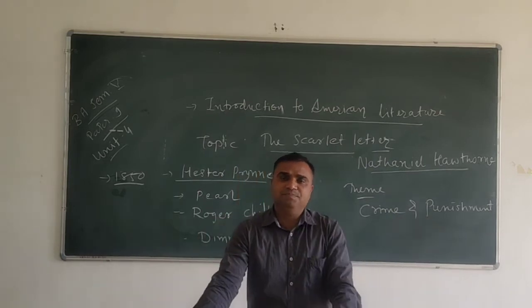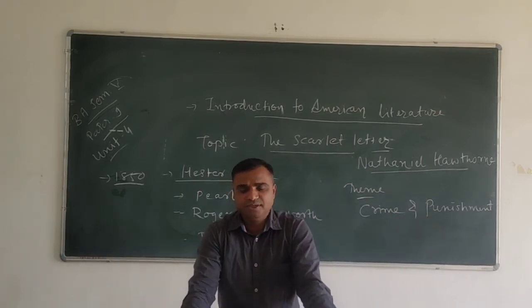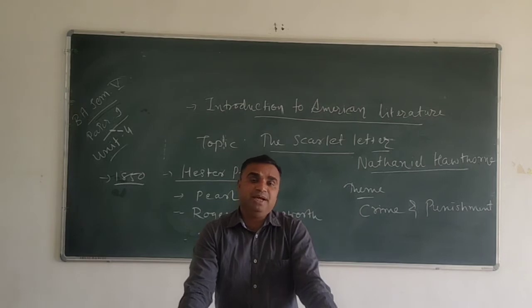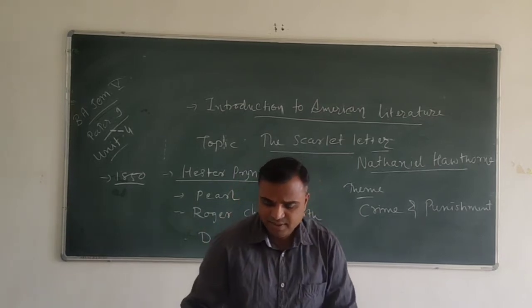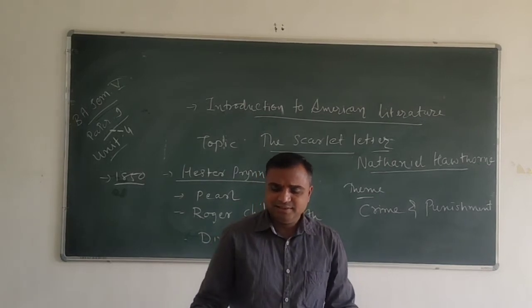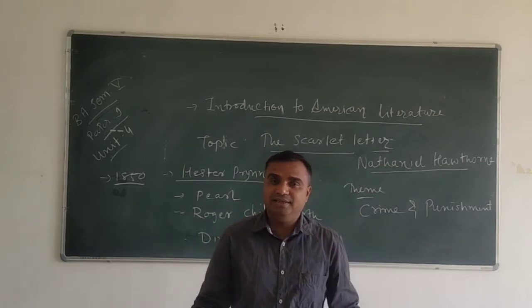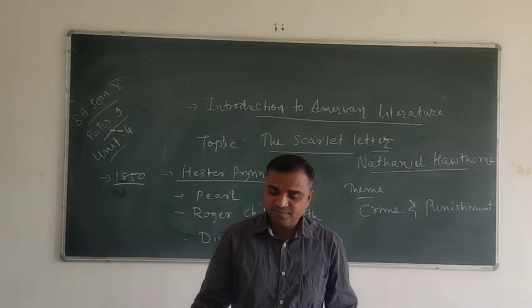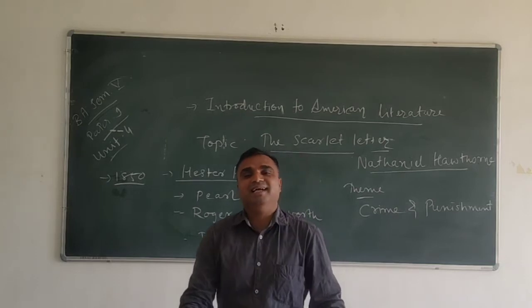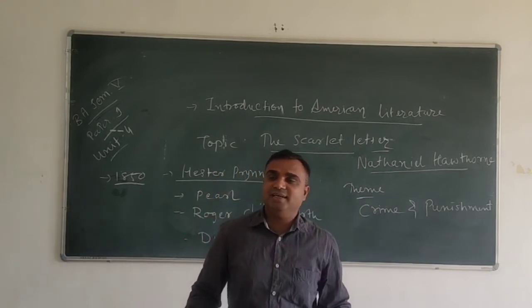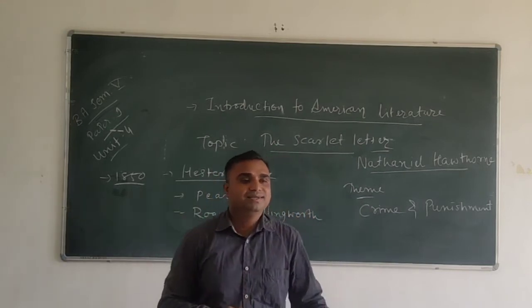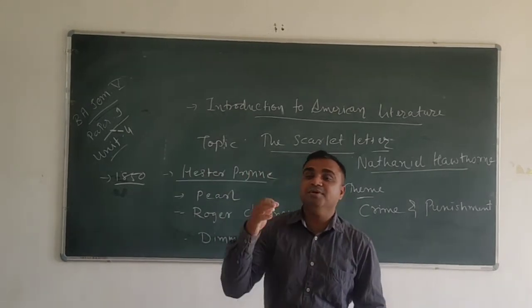Hester Prynne is the protagonist, and a little patch of fabric in the shape of the letter A signifies the guilt. Letter A signifies the guilt. And Hester is an adulterer. Adulterer means a person who commits a crime.